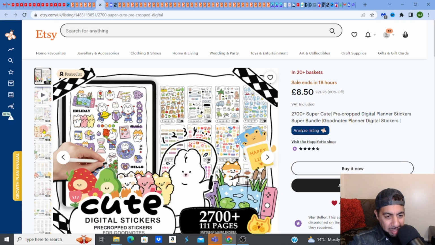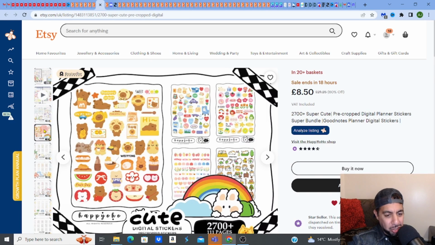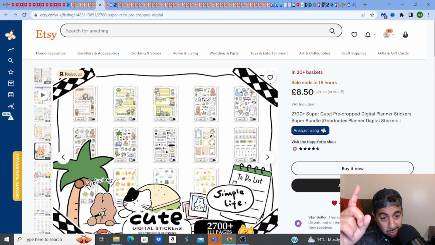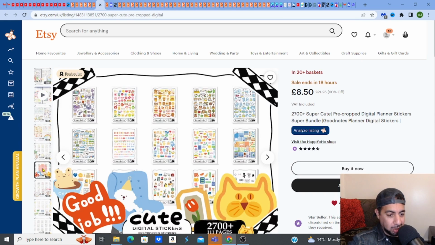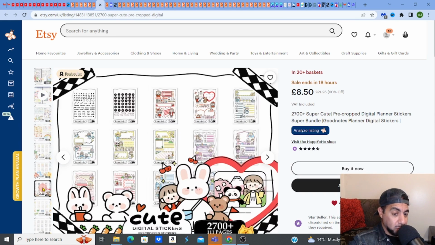Now, there are all different types. These are just cute digital stickers, a whole bundle. And remember, guys, bundles sell well. And the good thing about Midjourney is you can create bundles very quickly. So don't forget, you've got to have those bundles, guys.